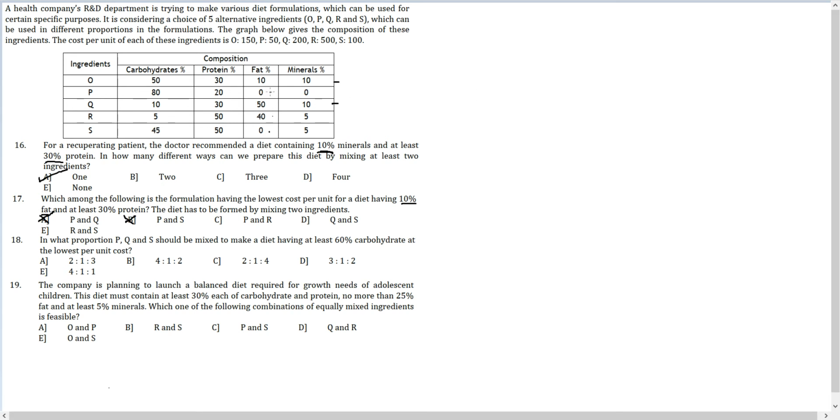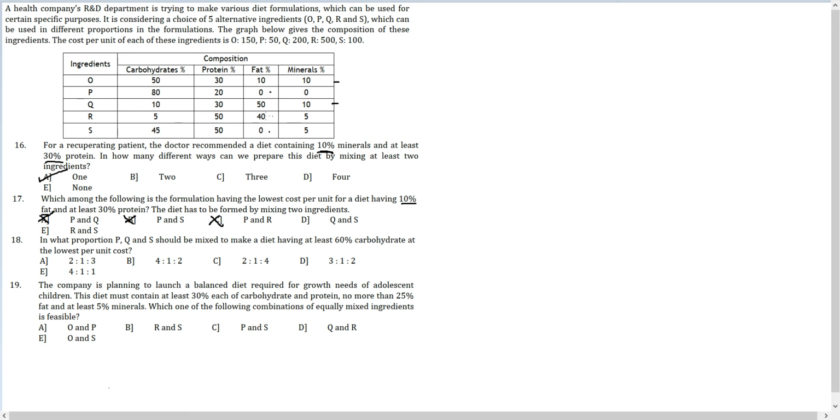See, what I'm using is alligation. I need 10% fat, so 3 units of P and 1 unit of R. 3 units of P and 1 unit of R would give me 10% fat, but 3 units of protein, 60 here, plus 1 unit of R, 50 here. 60 plus 50 by 4, 110 by 4 is not giving me 30 as an average. Therefore, P and R as a combination is also cancelled.